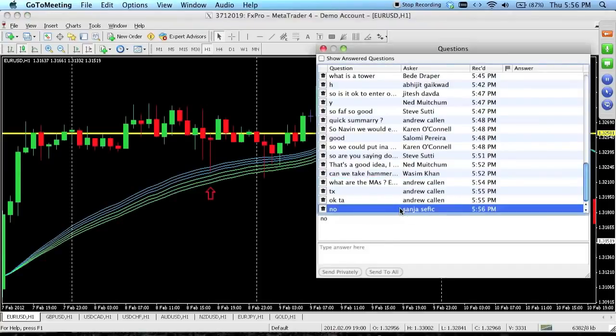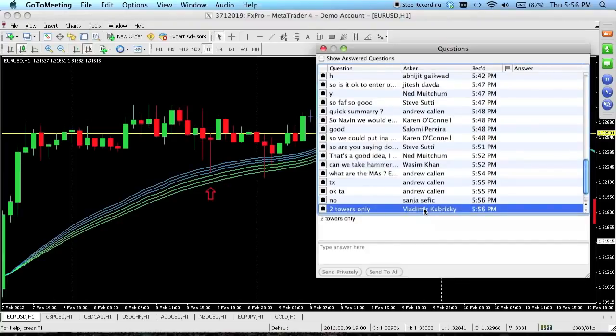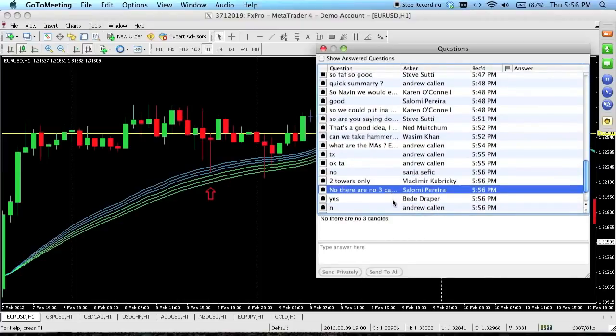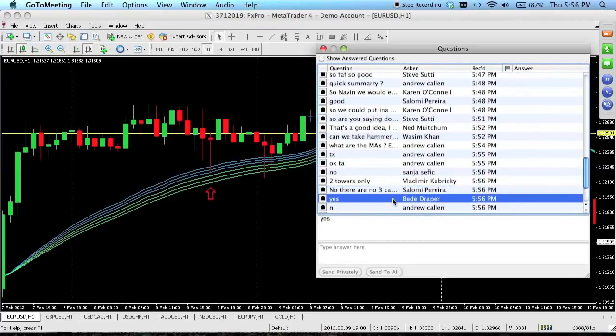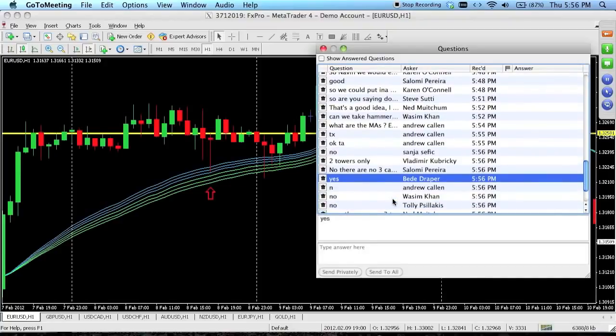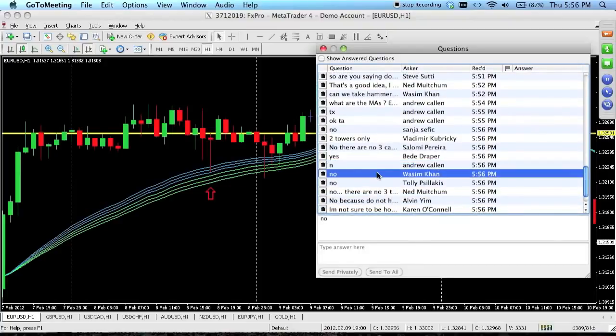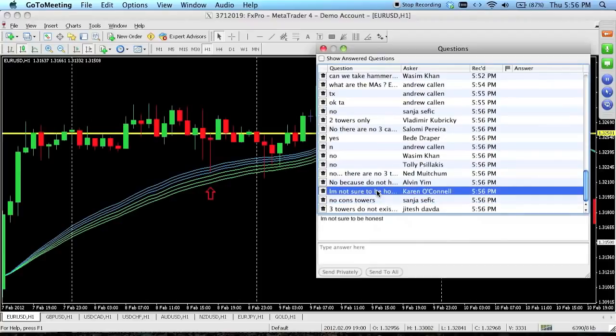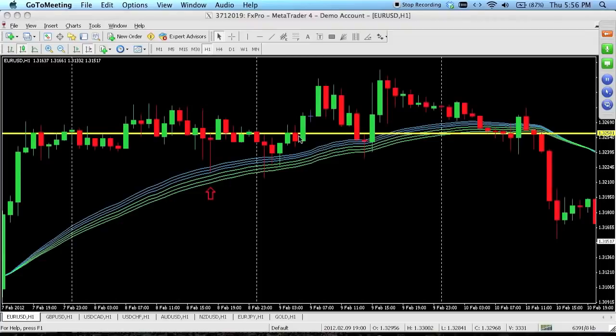Okay, Sonia says no. Okay, correct. Valdemar says also no because there's 2 towers only. Very good. Okay, no, there are no three towers. Bede, actually it's a no. We'll go through it why. Andrew, no. Wasim, no. Tony, no. Karen, okay, we'll go through it. Okay, so most of you guys got this right. Few people, just some questions, not a problem.